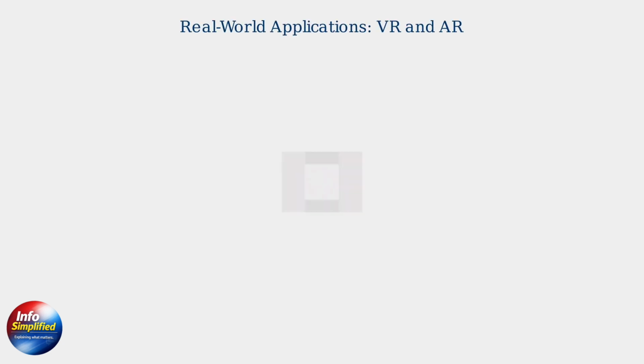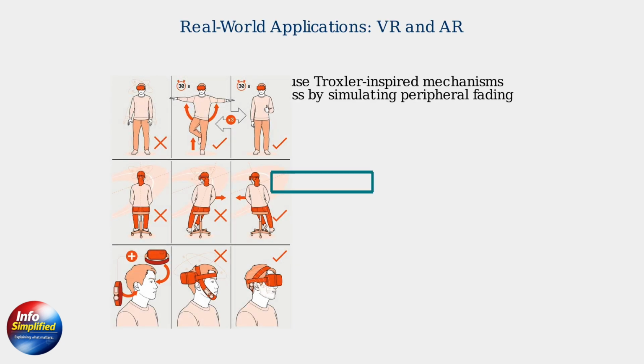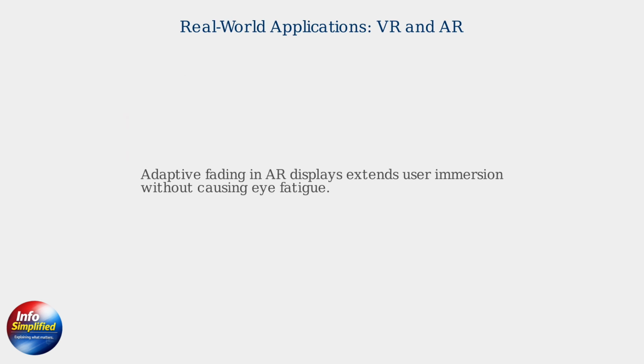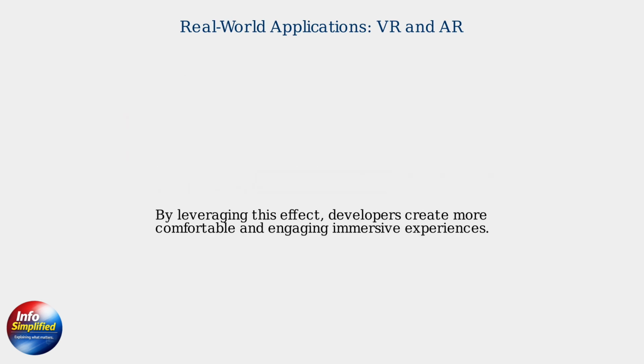The Troxler effect has practical applications, especially in virtual and augmented reality. VR headset developers are using Troxler-inspired mechanisms to reduce motion sickness by simulating peripheral fading during prolonged use. Adaptive fading in AR displays can also extend user immersion without causing eye fatigue. By understanding and leveraging this effect, developers can create more comfortable and engaging immersive experiences.